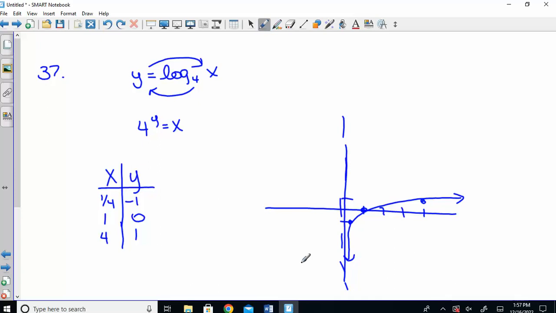It's just going to get closer and closer to the axis. That's actually your asymptote here. So it looks like that. So our domain is from 0 to infinity. Range is negative infinity to positive infinity.